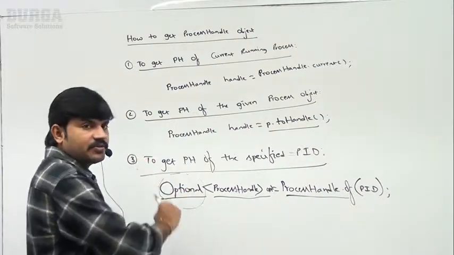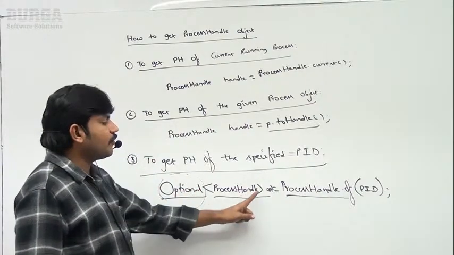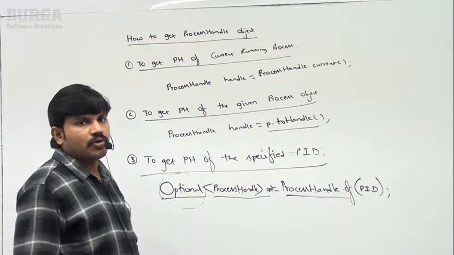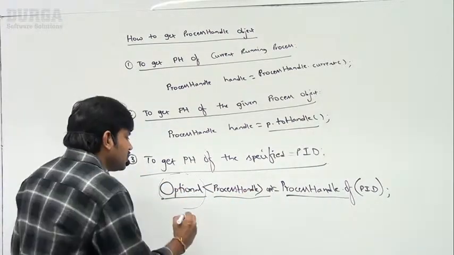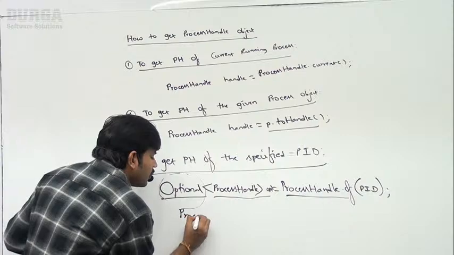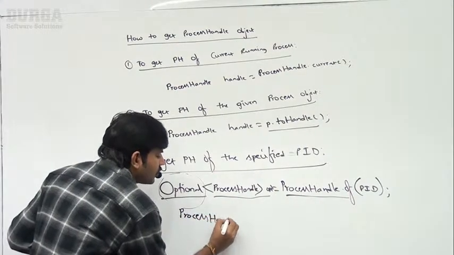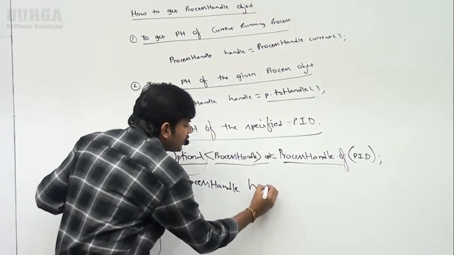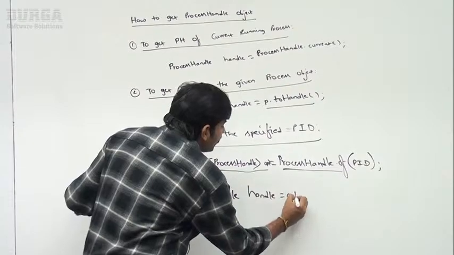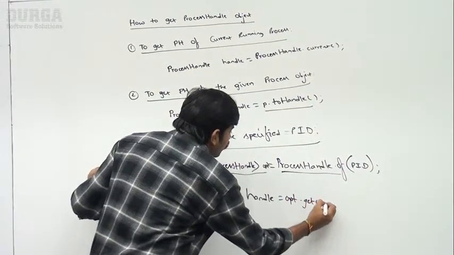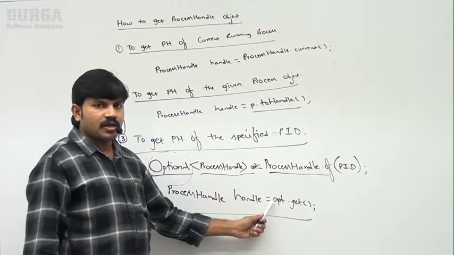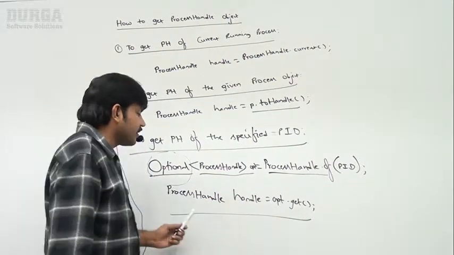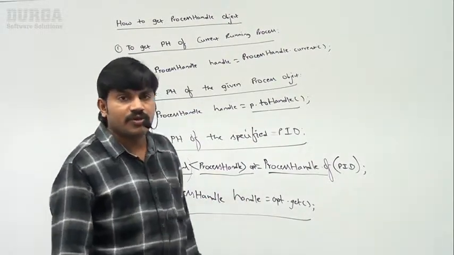Optional. Remember this one, sir. Optional of ProcessHandle OPT is equal to, right? Sir, from this optional, I want to get the ProcessHandle object. ProcessHandle handle is equal to OPT.get. Once you call get on the optional object, automatically we are going to get the ProcessHandle by default.